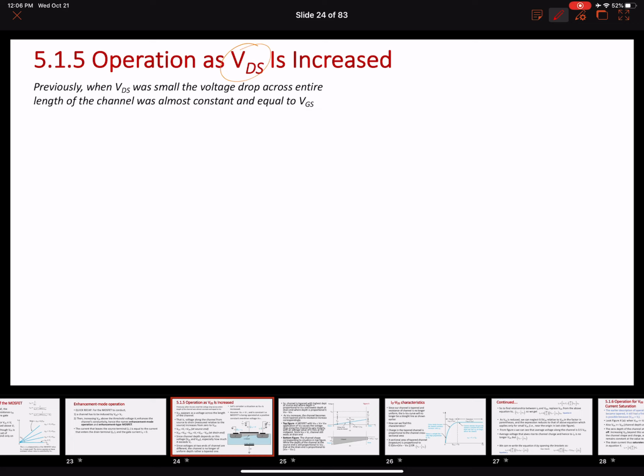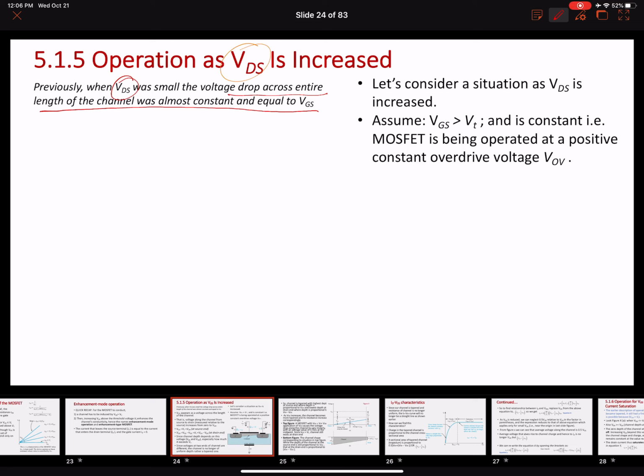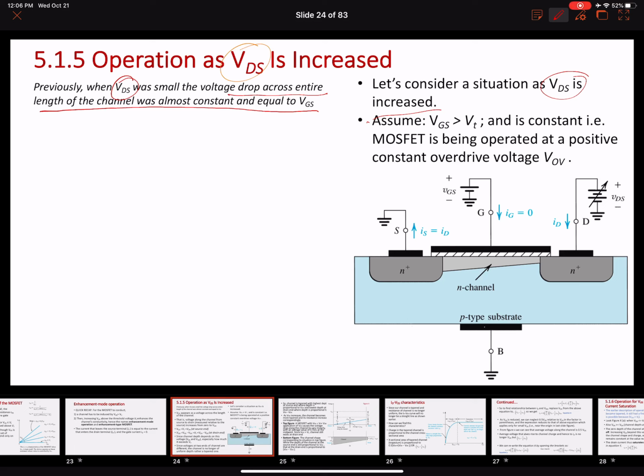We will see that it will do something different when we increase the value of the VDS. Previously, when the VDS was small, the voltage drop across the entire length of the channel was almost constant. Now let's consider a situation when VDS is increased. Of course, our first assumption is that we apply a gate to source voltage greater than the threshold value, so a channel is induced. So we have a channel here. What will happen when we increase the value of the VDS? Now you can see that the VDS value is variable, and we are going to use this variable VDS to generate a new IV characteristic, a more realistic or complete IV characteristic for the MOSFET.